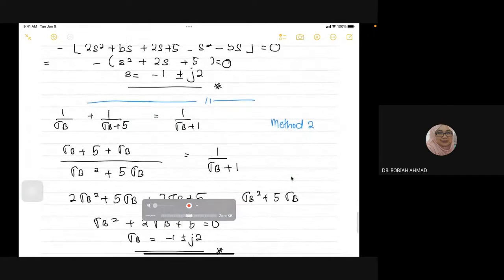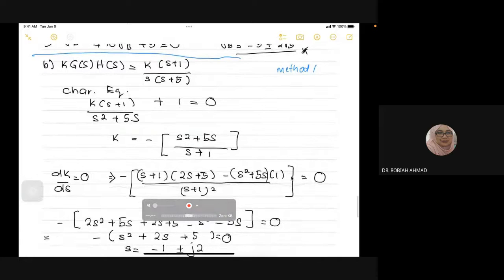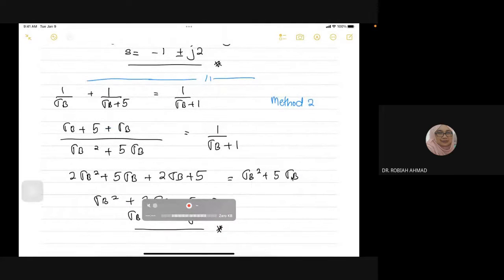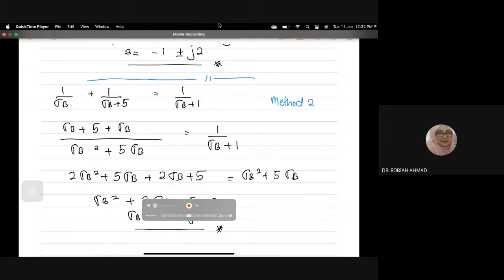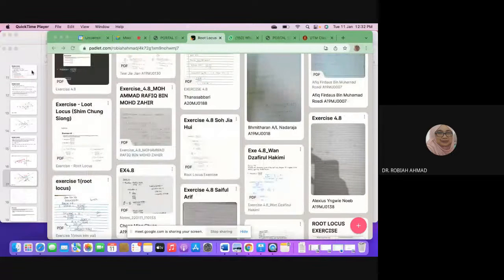Ada dua problem di situ. Kalau saya buat method 1, okay, kebanyakannya buat method 1. And then if you compare with method 2, it will be shorter. Okay, anyway, apa-apa pun boleh saja. Tak ada masalah as long as you get the answers. Okay.